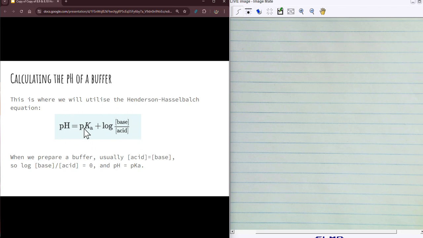So pH equals the pKa plus the log of the base over the acid. So you have your acid here, and this is your conjugate base on top. The acid here, because this is an acid, so pay attention to that.